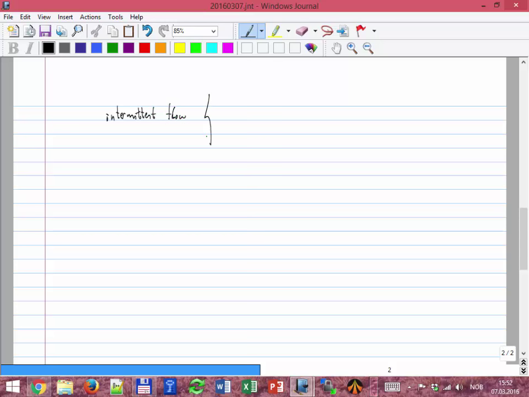Why don't we like intermittent flow so much? Remember, you can imagine that the people in processing are, let's say, rigid. They like everything to be exactly as you promised. And if you say, now I'm going to give you oil, now gas, now oil, now gas, they don't like this at all. So it's not good for the processing facilities.